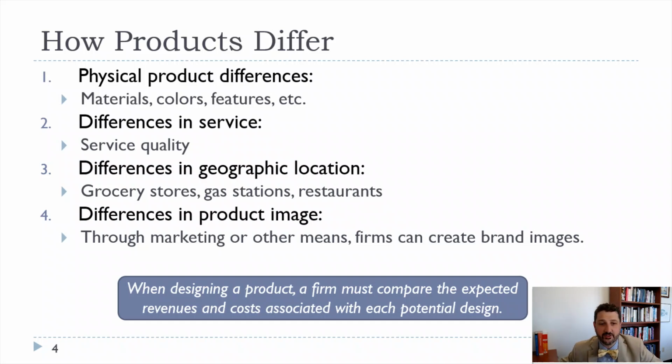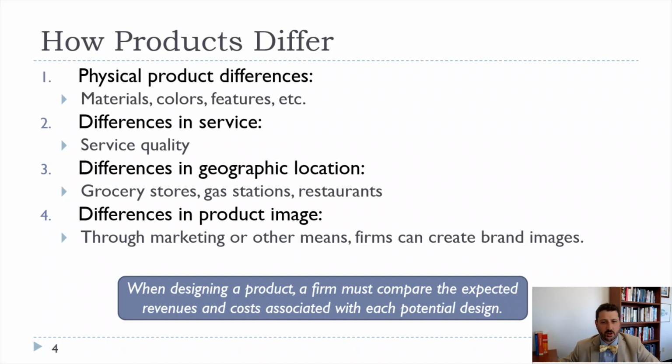And then we can have differences in product image, so brand. A lot of companies spend a lot on advertising in order to build their brand, even though they're basically selling undifferentiated products, right? So we talked about Coke and Pepsi. We can think about different light beers, different bottles of water, right? I mean, it's a bottle of water. It's not different, but firms advertise them in order to try to differentiate themselves in consumers' minds.